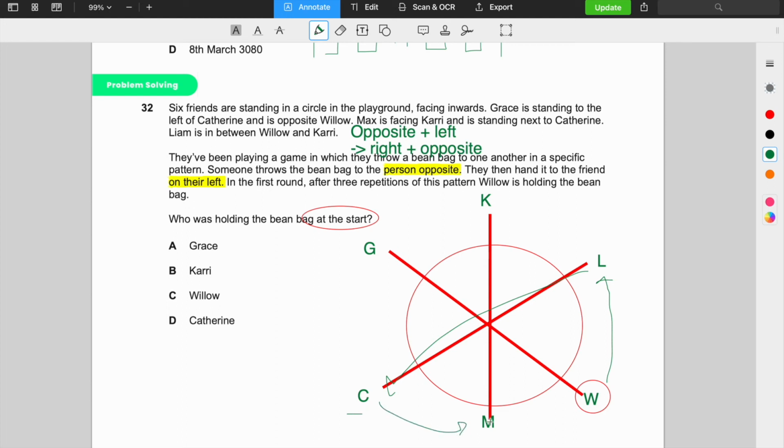To the right and then opposite. So now it's with Kari. So that's the next round. And then we want to go to the right and then opposite, so now it's with Willow. So basically, who was holding the beanbag at the start? Willow, right? Willow. Okay, so back to where it started. All right, option C. So just work backwards. Do 3 rounds of giving it to the right person and then going opposite.